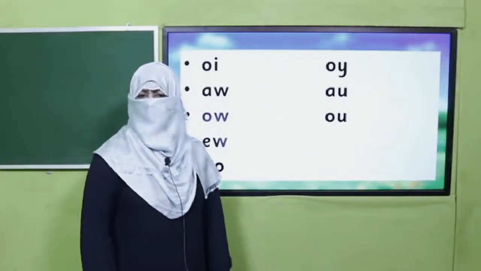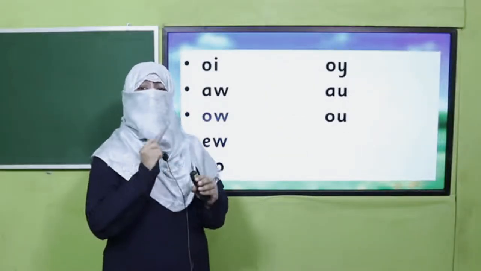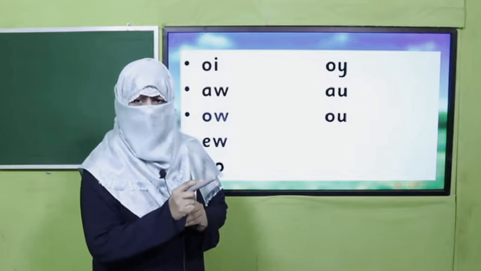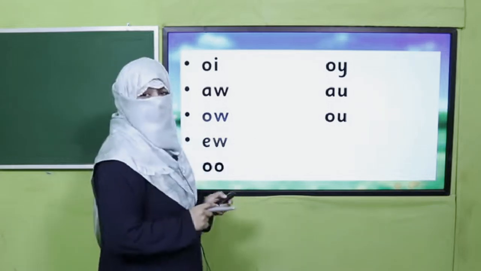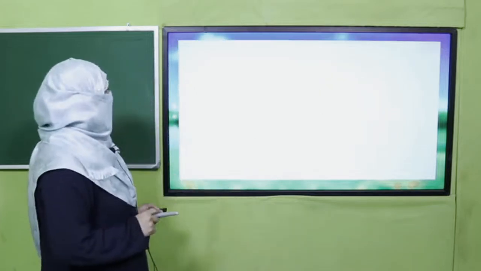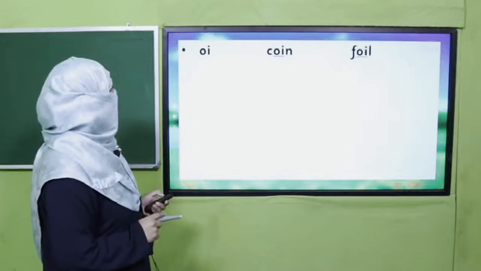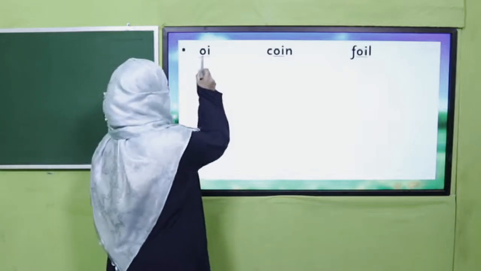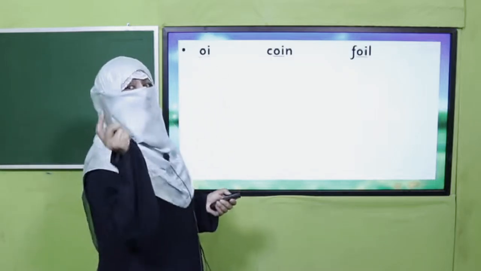Yes, my dear students, now can you say all the diphthongs? Are you sure? Okay, I'm going to check it. All right, here we are with the first diphthong, that is OI. So OI says OI, good.